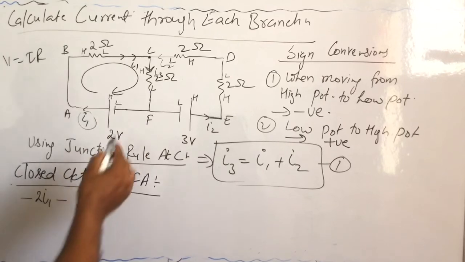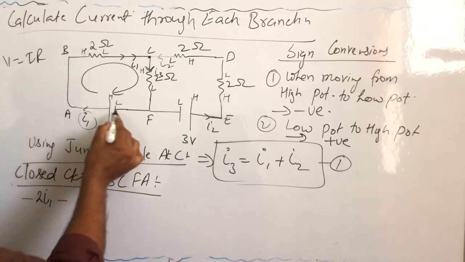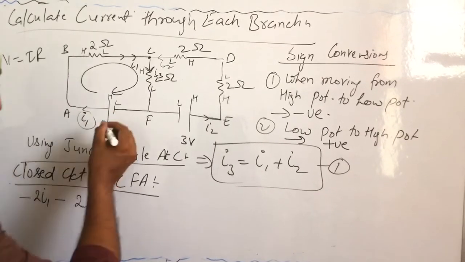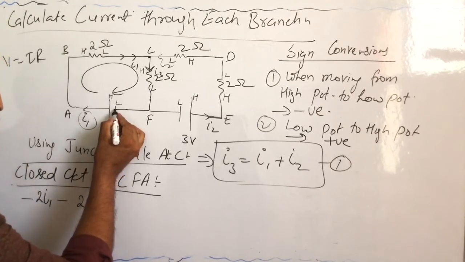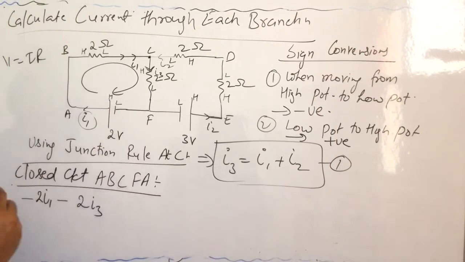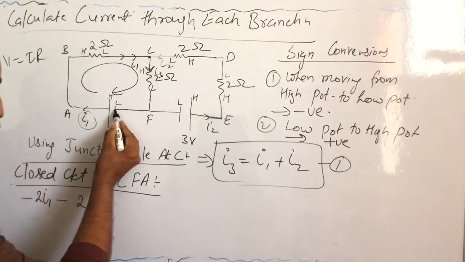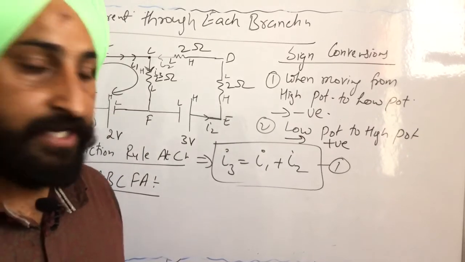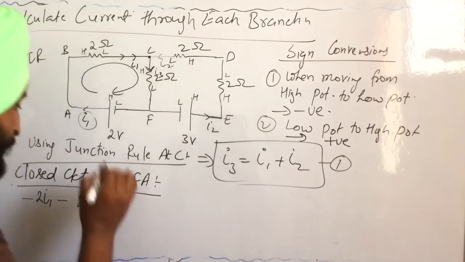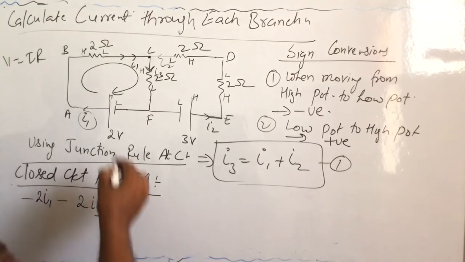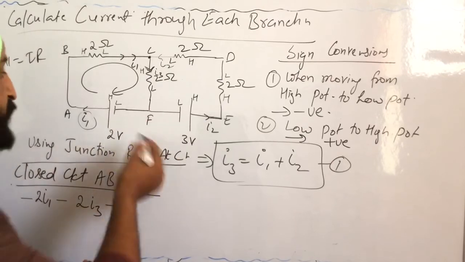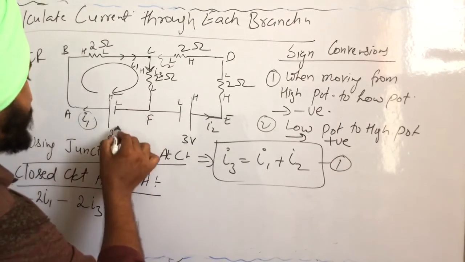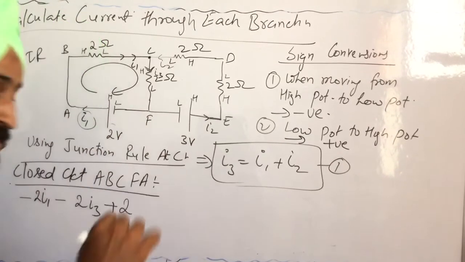Next, I am moving from F to A. So when I am moving from F to A, I encounter this battery. Fine. But I am moving from negative terminal to positive terminal of battery. That means I am moving from low potential to high potential. So when I am moving from low potential to high potential, I must take it as a positive sign. And what is the potential of this battery? The potential of this battery is 2.